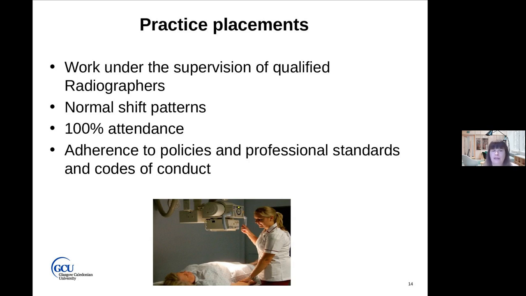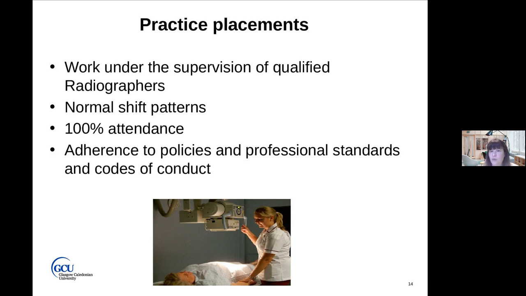So what we do try to do is get you to mirror some of that shift pattern to give you a real expectation of what the job is going to be. There's no point in us putting you 9 to 5 Monday to Friday if that's not what you're actually going to work when you're a radiographer, okay? So you will be 9 to 5 initially, but then we would start to give you some evening shifts. So you maybe work to 9 at night to get you used to that.